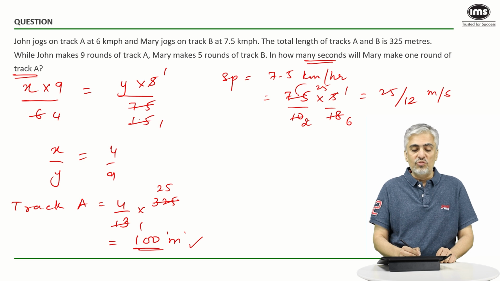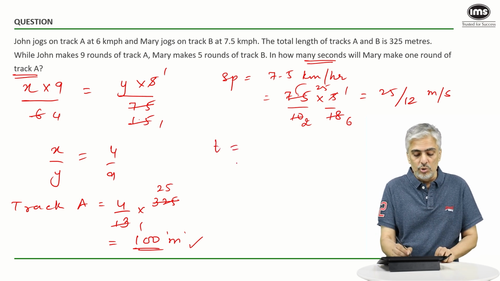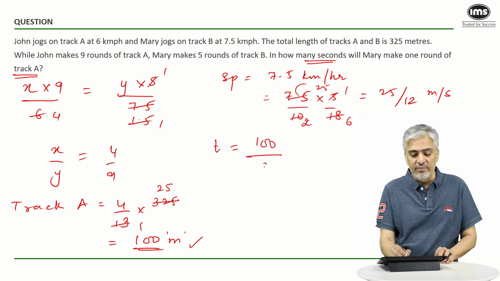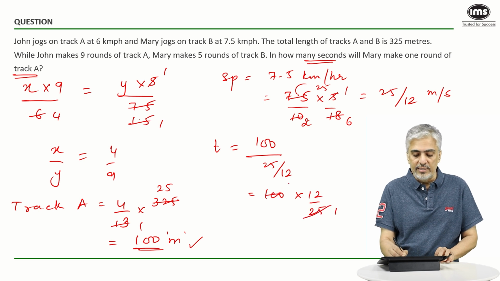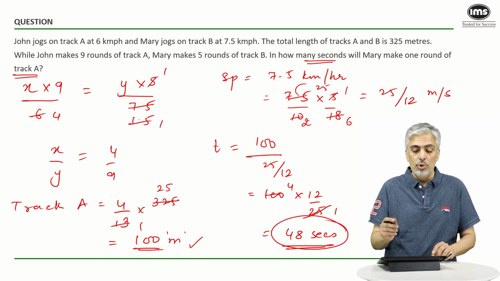Now, what do we want to find out? We want to find out the time. So time taken will be 100 meters divided by 25 by 12, which will be 100 into 12 upon 25. 25 ones are 25, 25 fours are 100. Answer is 48 seconds, which will be the time taken by Mary to cover 1 round of track A.